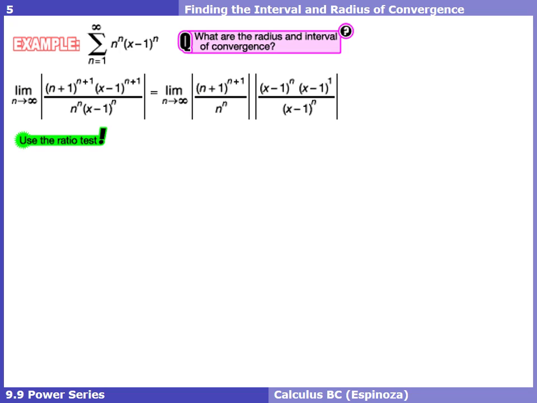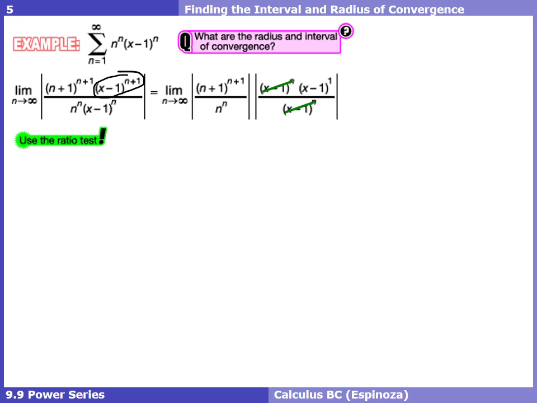If we do that, we'll end up with n plus 1 to the n plus 1 over n to the n, and then we'll end up with all of our x terms all collected in this other fraction. I'm just doing this for the ease of looking at this as not one big problem, but really the n's versus the x's. Okay, once we do that, we can go ahead and start making some cancellations. I'm going to go ahead and cancel the x minus 1 to the n power over x minus 1 to the n power.